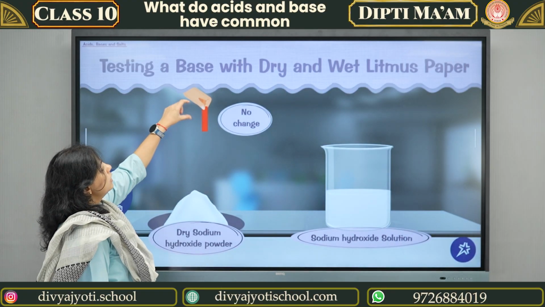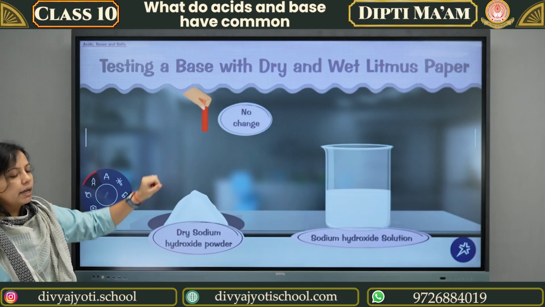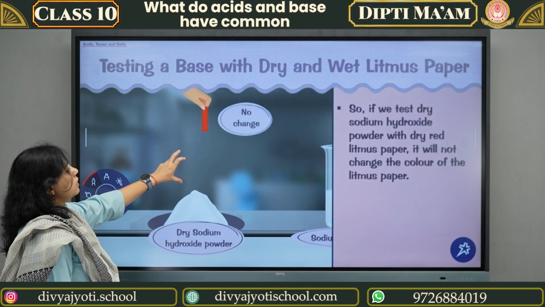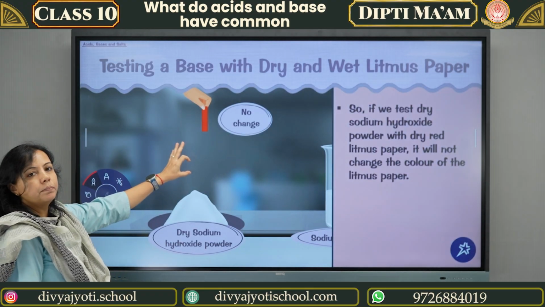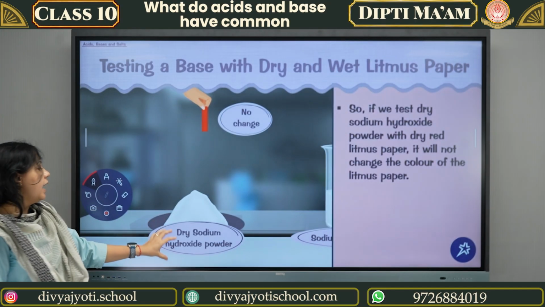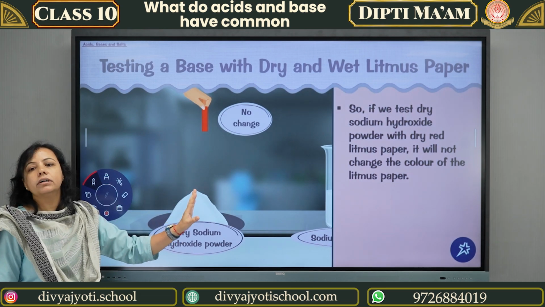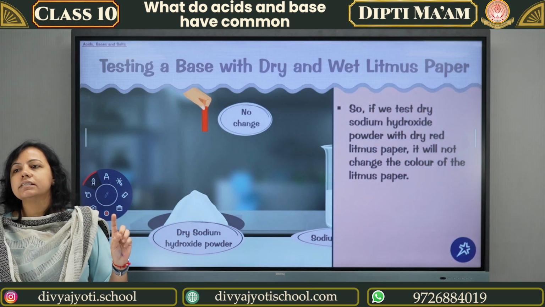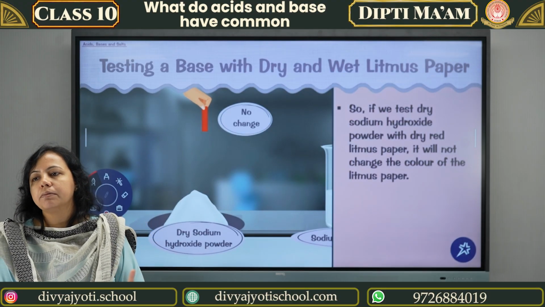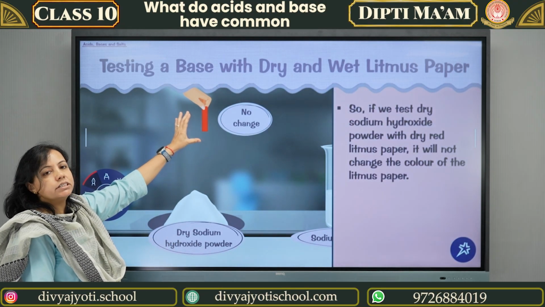Here we can see that the red litmus paper shows no color change. Why can you not observe the color change of the red litmus paper? What is the main reason? The water molecules are not present in dry sodium hydroxide powder, and because of this the ions are not released. Which ion is present in a base? OH- ion. If OH- ion is not produced, you cannot observe any color change on the red litmus paper.